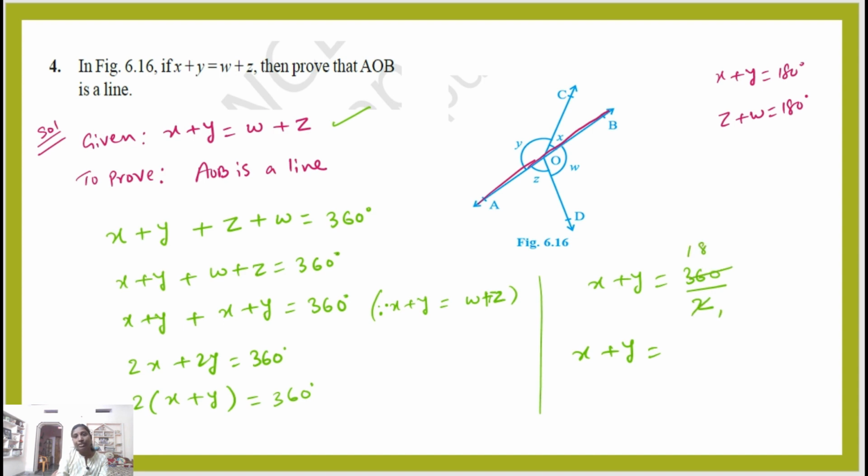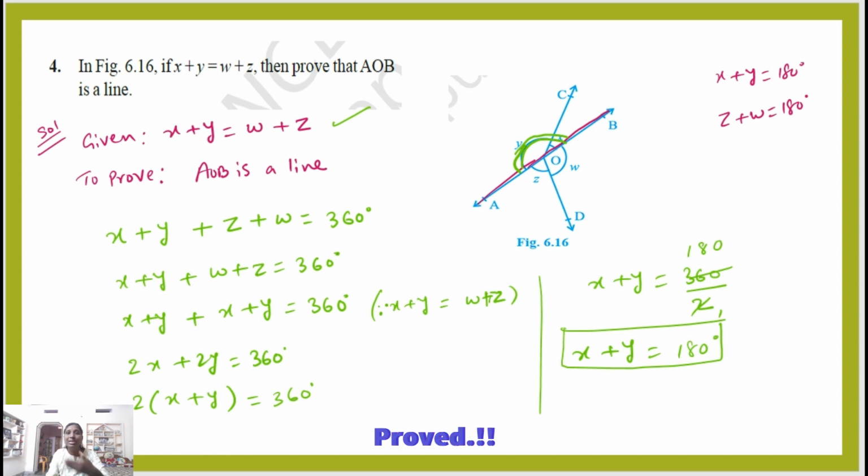What is the half of 360? 180 degrees. Okay, it means x plus y is equal to 180 degrees. See in the figure, x plus y is equal to 180 degrees. It means what? We have proved that AOB is a line. Therefore, AOB is a line. Proved.